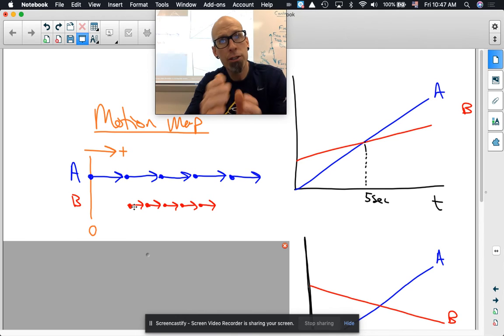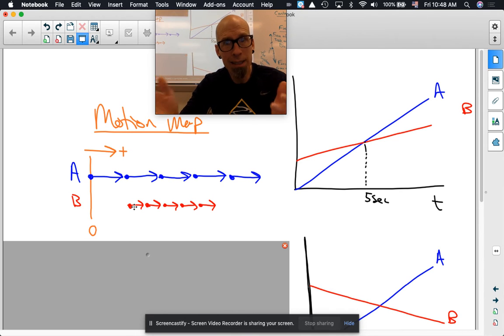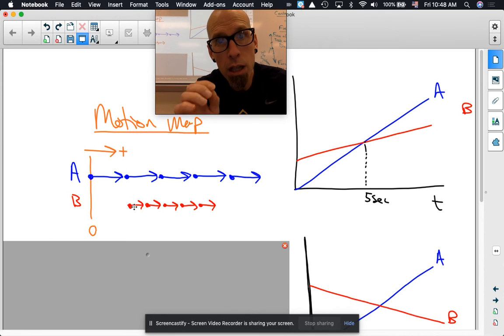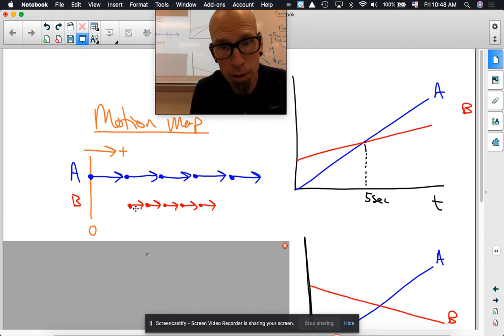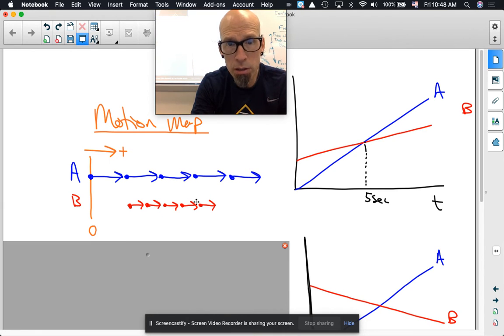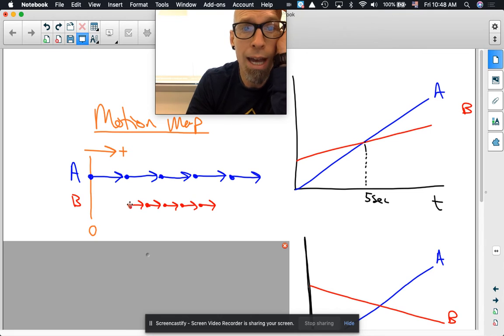And then B is traveling for the same length of time as A, but what is it doing? It's slower. So my arrows are shorter. Okay, shorter arrow means slower. And I have 5 of them still, but it's slower. Shorter arrows. Now notice, B starts ahead of A in the motion map.